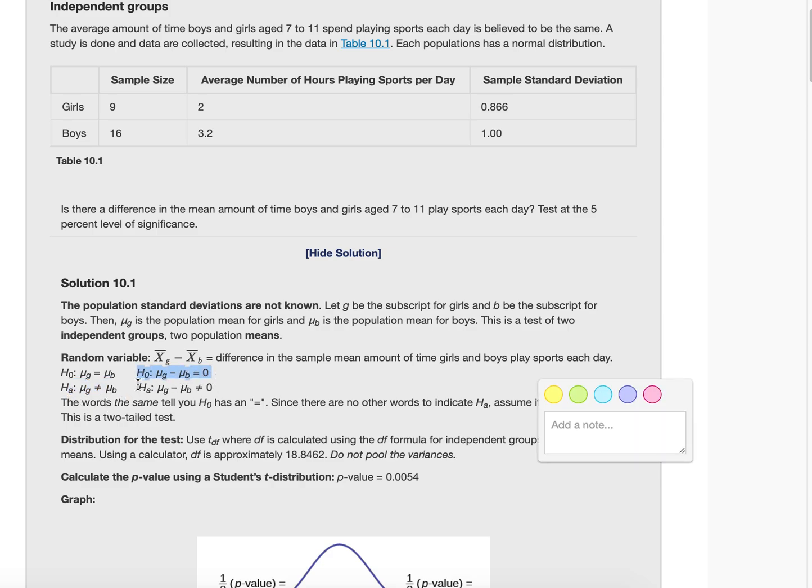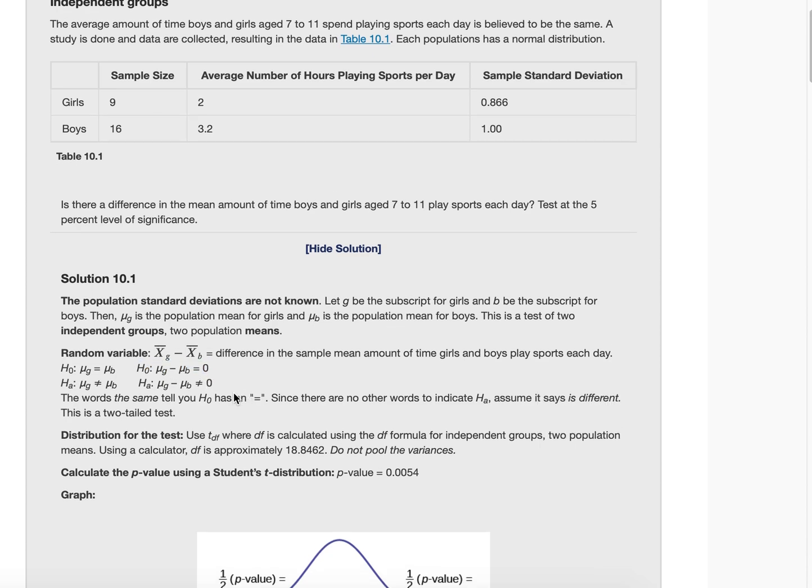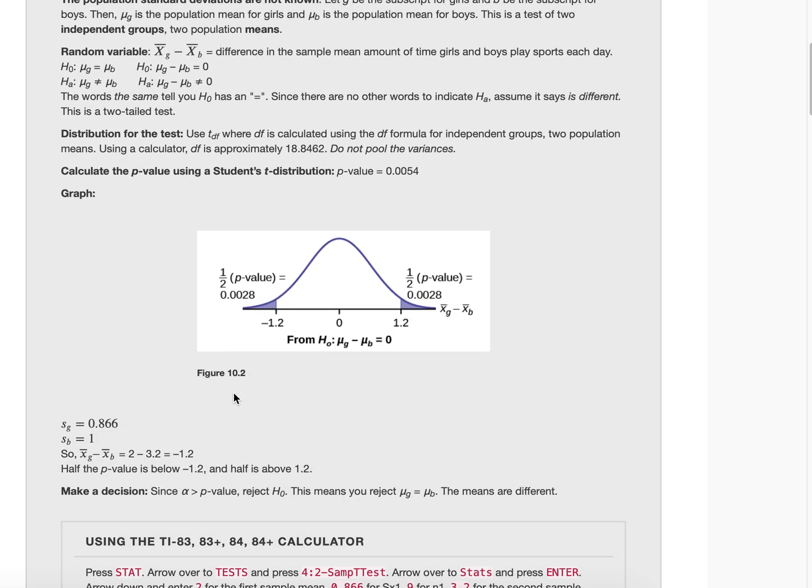Then, if they're equal, that means that when I subtract them, I should get 0. If they're not equal, when I subtract them, I won't get 0. So this is a really different step in the hypothesis step. The words "the same" would tell us that they're equal. So that's where I pulled that they're equal from for my null hypothesis. Since there are no other words to give me the alternate, I'm just going to assume that they're going to be different, and it's going to be a two-tailed test because of equality.